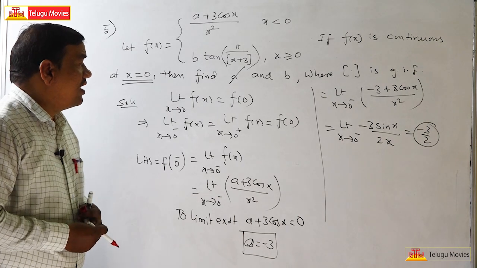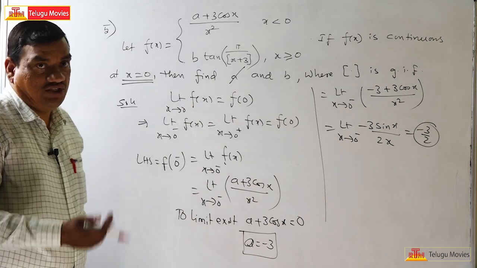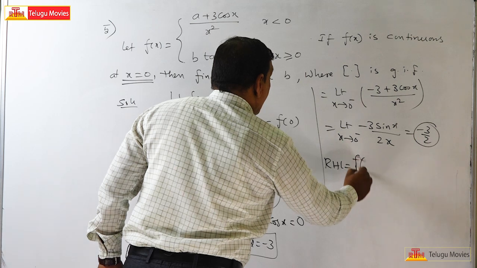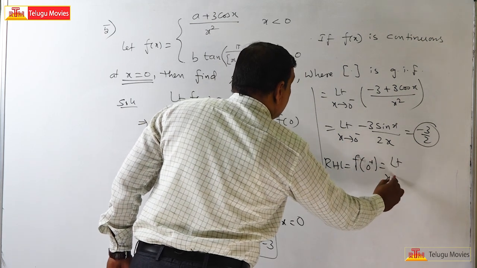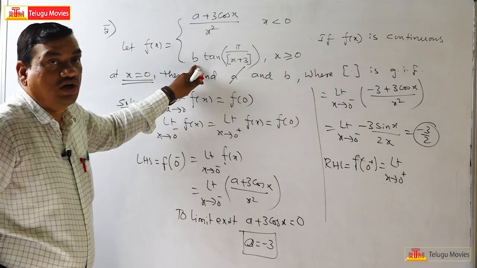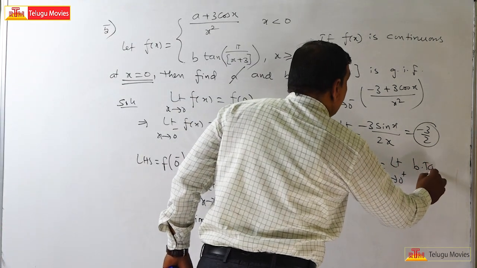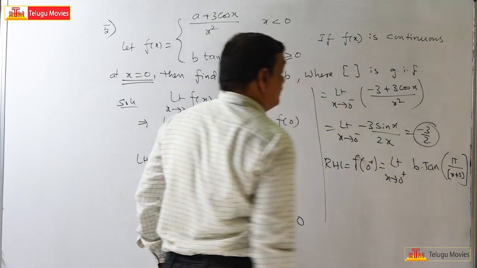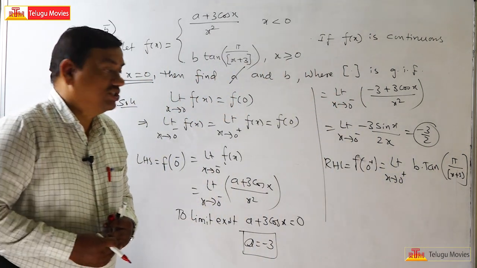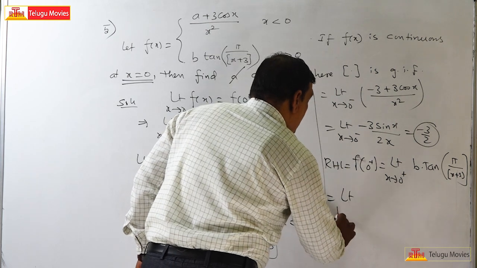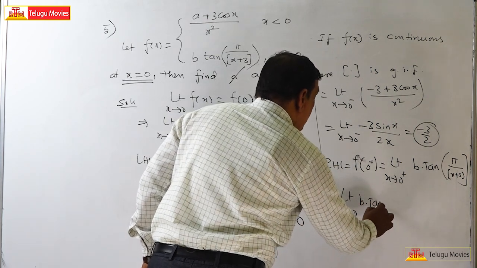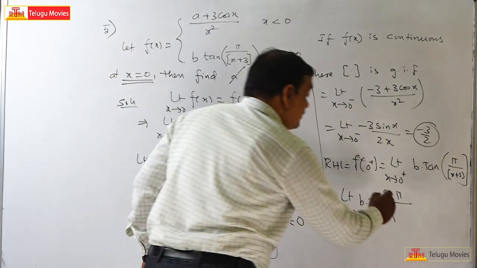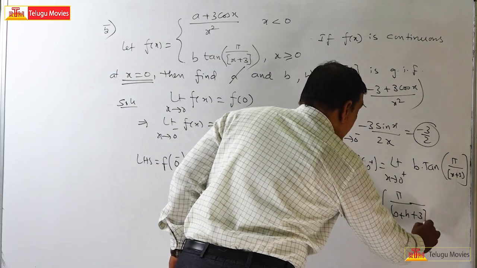Let us find out the b value by taking the RHL. The right hand side limit is equal to f of 0 plus, so limit x tends to 0 plus. For x greater than or equal to 0, you have to write down this value: b into tan of pi by step of x plus 3. Let us convert it into infinitesimal h. So this is equal to limit h tends to 0 of b into tan of pi by step of (0 plus h plus 3).